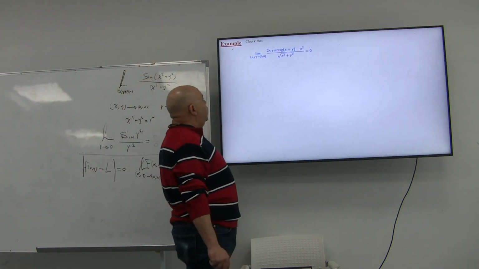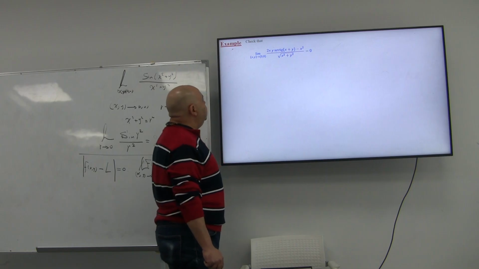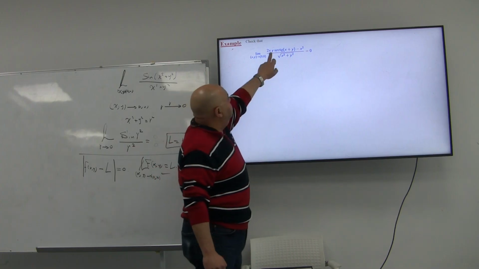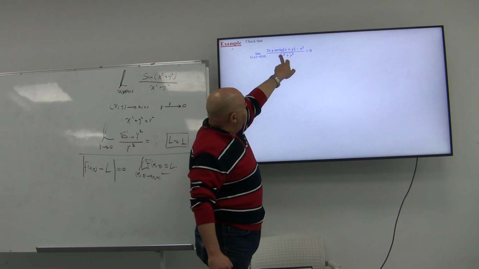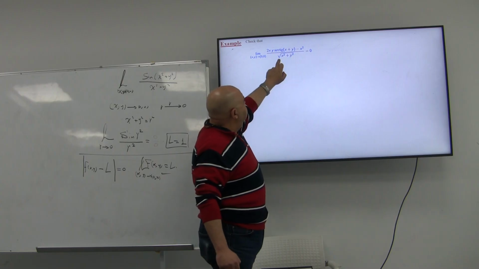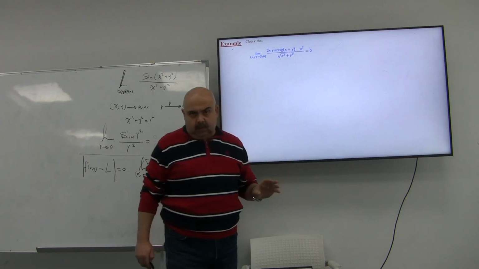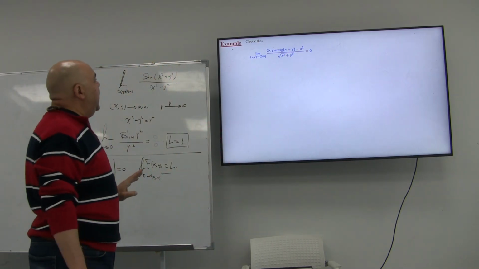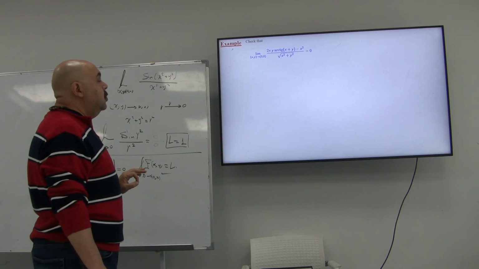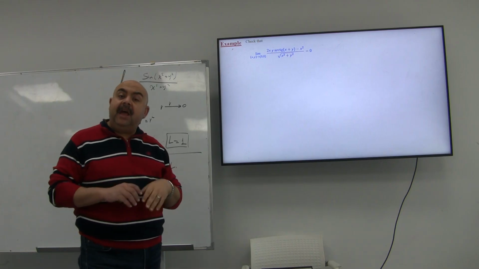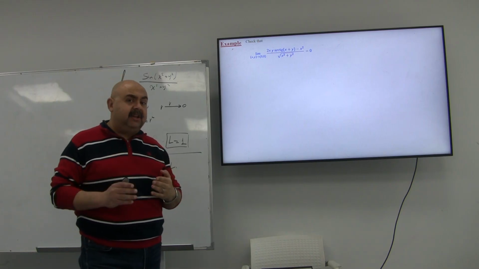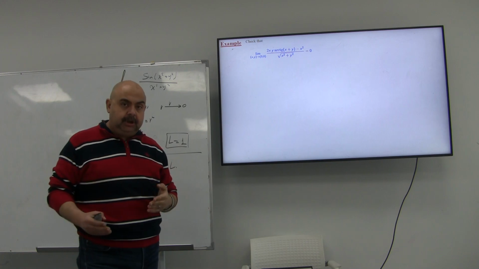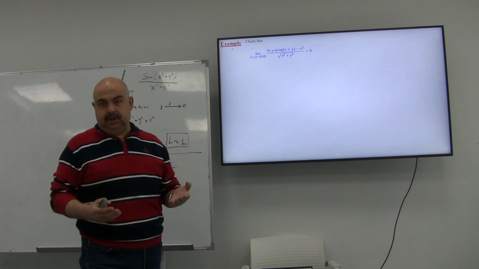He's asking you to check the existence of the limit as (x, y) tends to the origin. And you have 2xy arctan of xy minus x squared over the root of x squared plus y squared equal to 0. How to check this? This is actually a very nice problem because it will show you that I can take advantage of my old knowledge of functions in general.